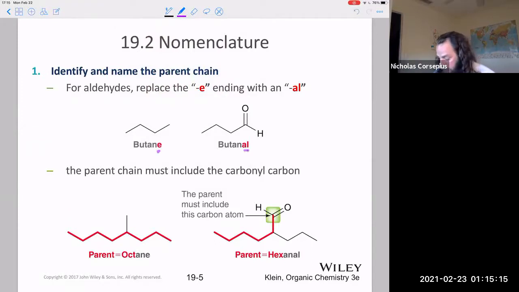Butane, when it's an aldehyde, becomes butanal. So an ending of al signifies that it's an aldehyde. Just like any of our other special functional groups, we want to make sure to number our parent chains such that that functional group is included. So it's not necessarily going to be the longest set of contiguous carbons like it was when we just had a simple old alkane. We're going to make sure to include that functional group.